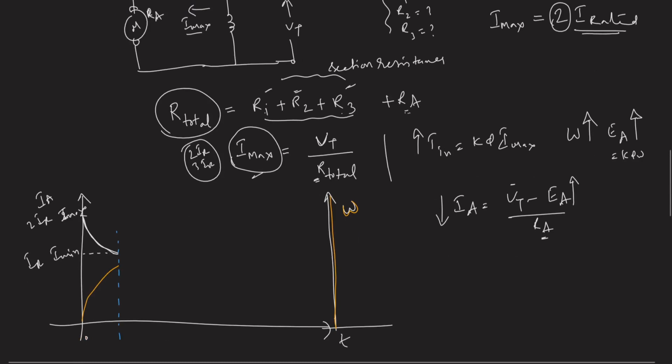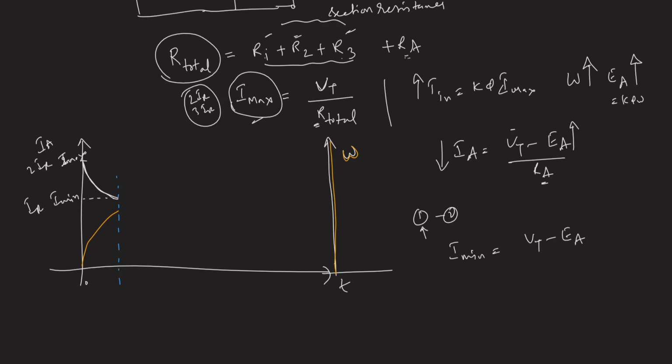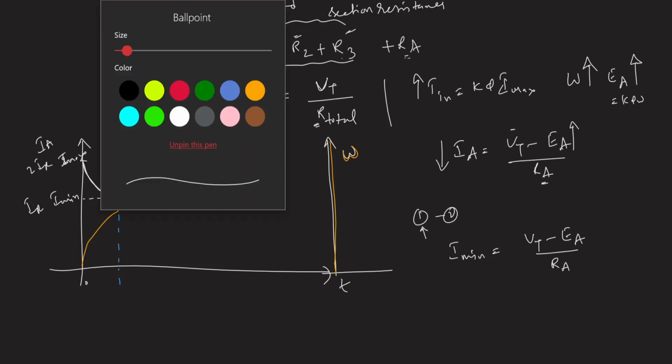So right now I can say that at the moment from stud 1 to stud 2 position, at the end of the stud 1, what is happening? Current is reduced to I minimum. I am writing I minimum is equal to Vt minus, because of some induced EMF in the armature, right? So this is Ra, not Ra, this is R total.